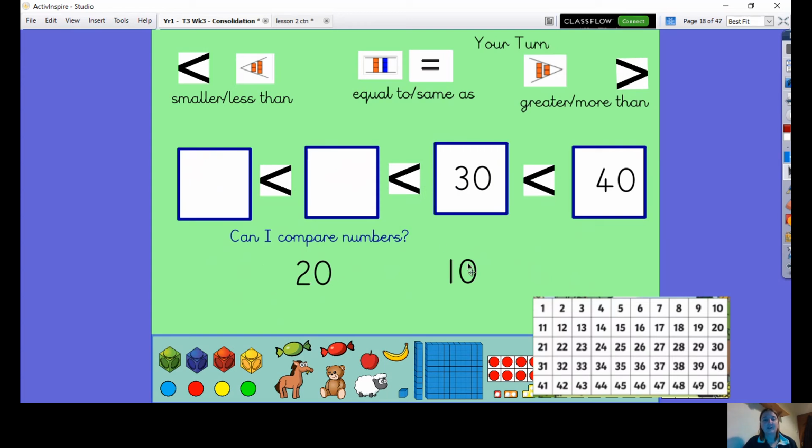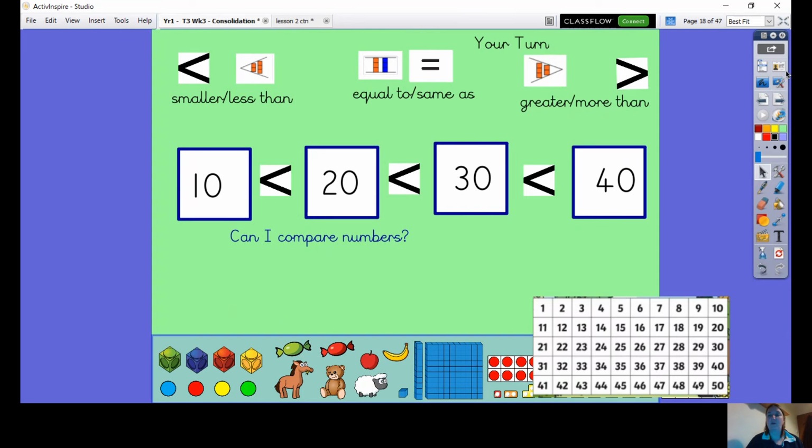And then you're left with just comparing these two numbers, 20 and 10. So is 20 less than 10 or is 10 less than 20? We know that 10 is less than 20, so that's got to go there. And then 20 goes there. So let's have a look. We'll read the statements there. So 10 is less than 20. 20 is less than 30. 30 is less than 40. Well done if you got that right.